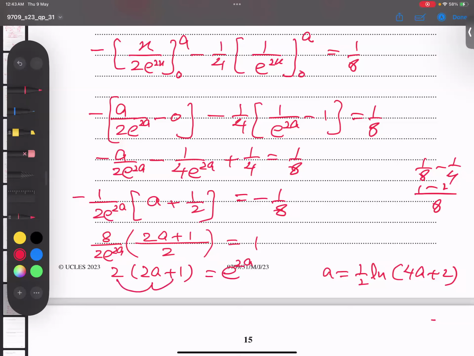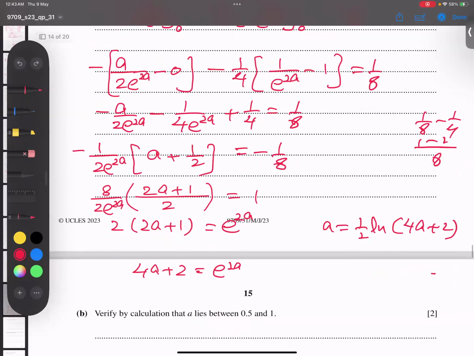This 2 multiplies inside and we get what, student? 2a. I got e to the power 2a equals 4a plus 2. Now, student, you see, it is matching. And how to get rid of the exponential? You know, I have to take the logarithm of both sides.